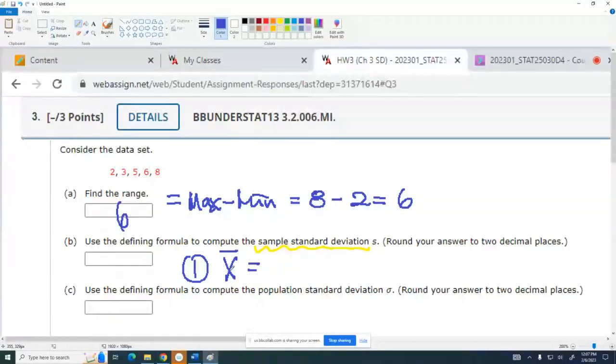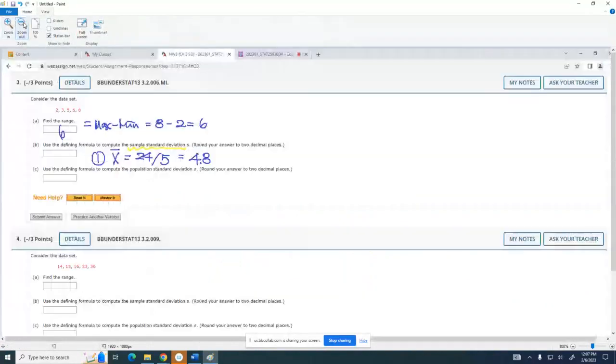Let me take the sum. You might have another 5 numbers, right? But I have 2, 3, 5, 6, and 8. My sum will be 24, divided by 5. My average will be 4.8. So that is step number 1, right?